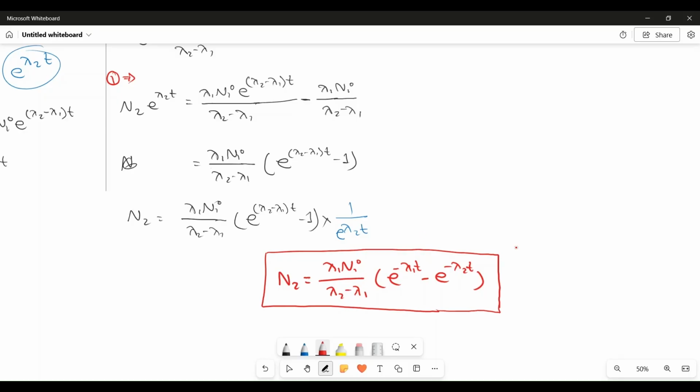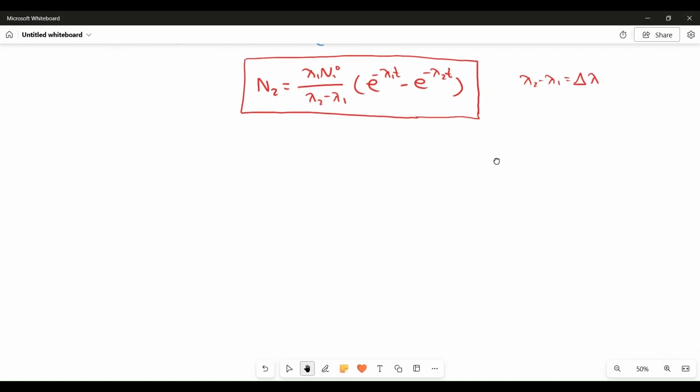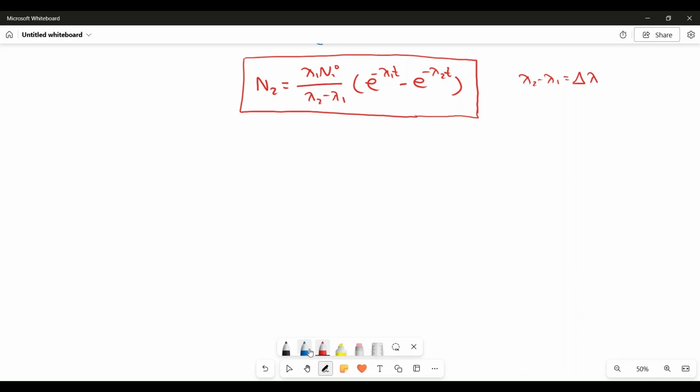So this is our final expression. Sometimes we express lambda 2 minus lambda 1 as del lambda. Okay, so this was the actual derivation. Now from this derivation we will explore some cases. So case 1, in case 1 we have the decay constant lambda 1 is less than lambda 2.